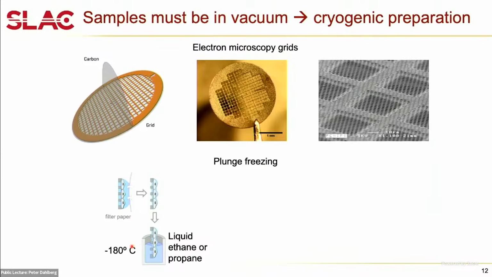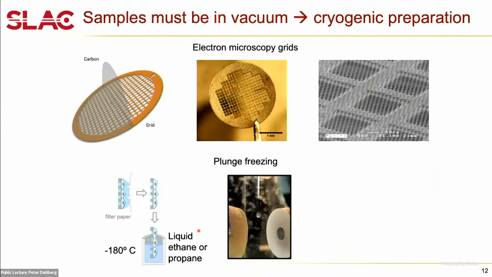So this is what it looks like in cartoon form. In practice, it looks something more like this. So here you're looking at a pair of tweezers that are holding one of these EM grids, electron microscopy grids. And on this grid is a small droplet of bacterial cell culture. And here are the two pieces of filter paper that are going to come in contact with that grid and wick away most of the solution, leaving behind a thin layer of cells.